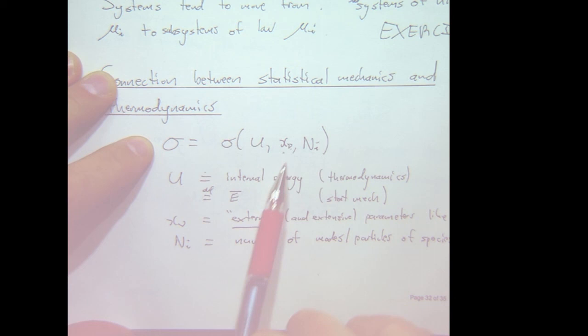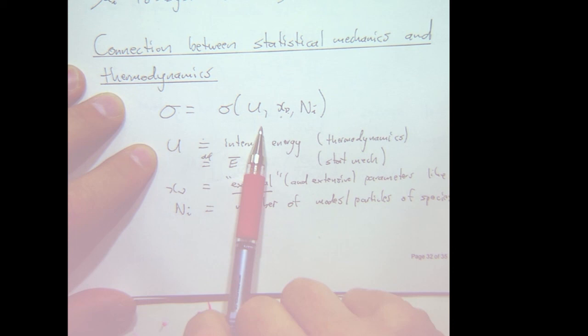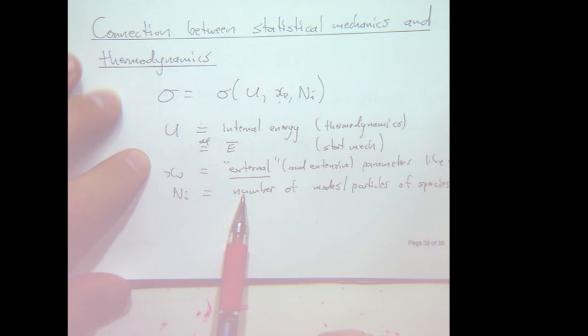Just to finally finish off, the dimensionless entropy is a function of U, the X sub mu, and the Ni. The U is internal energy in thermodynamics, or E bar in statistical mechanics. U is the typical letter used in thermodynamics, but E bar is what it means from the microscopic view.